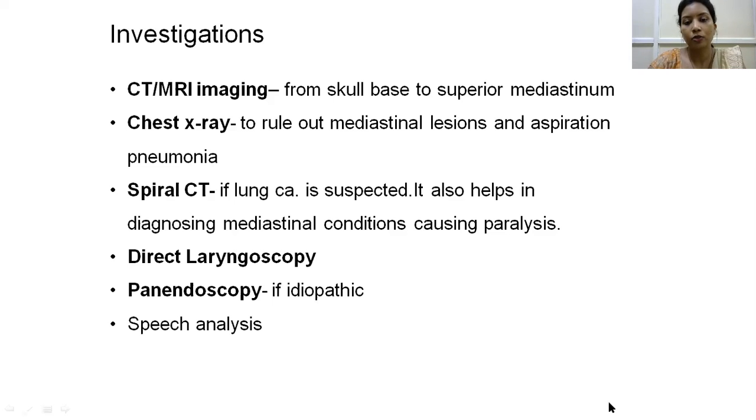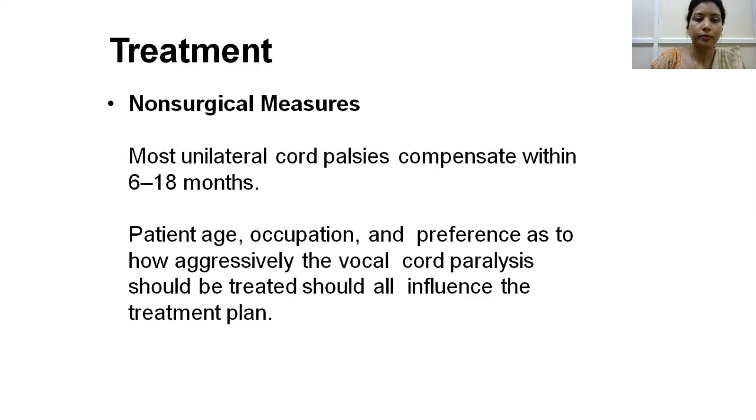So a pan endoscopy is done to locate any lesions, and a speech analysis should be done when the patient is complaining of change of voice. The treatment of a unilateral recurrent laryngeal nerve paralysis is mainly wait and watch in most of the cases, as cord compensation occurs between 6 to 18 months in most cases.